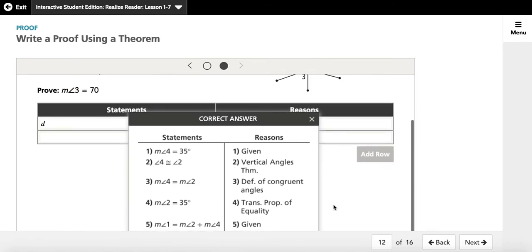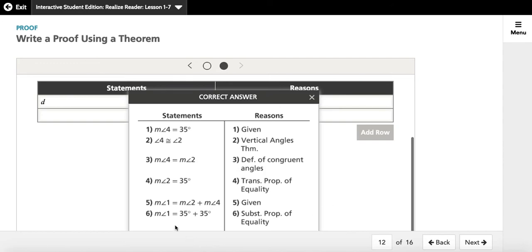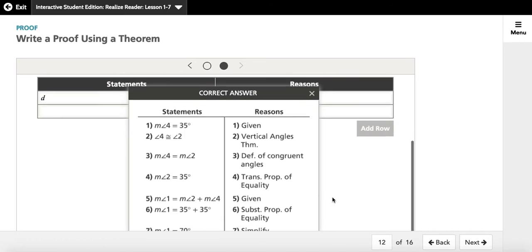Oh, I went too far. I was wondering if you could guess what's next, but I already showed it. Since we know the measure of angle 2 is 35 and the measure of angle 4 is 35, they substituted those values in to get the measure of angle 1 equals 35 degrees plus 35 degrees. What do you think is next? I can see that I can add those two, so I think it's the addition property.